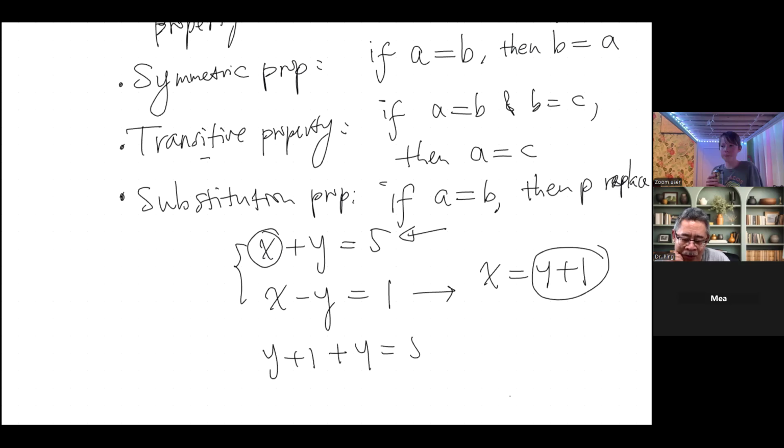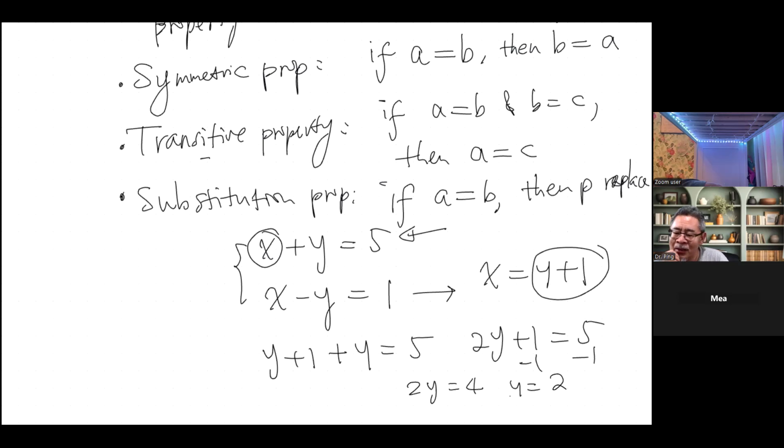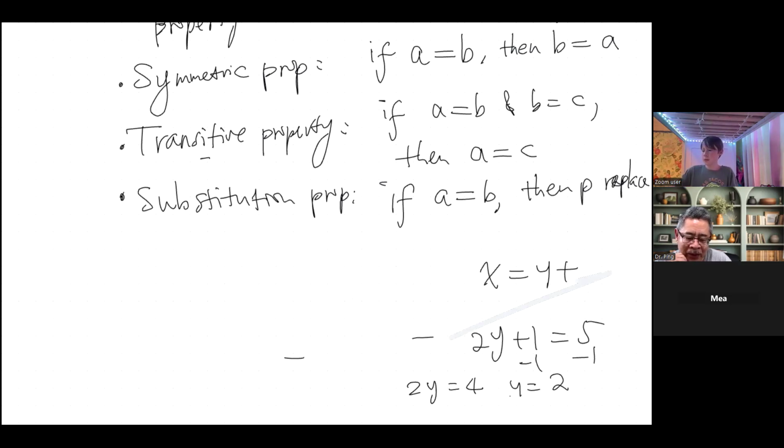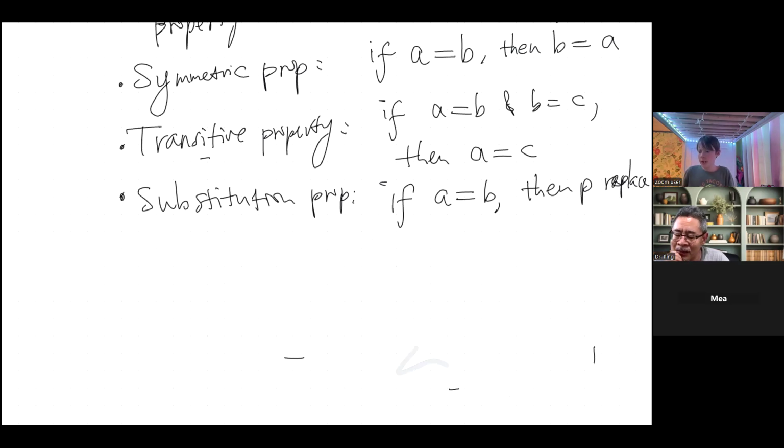Then we got 2y plus 1 equal to 5, minus 1 on both sides. Or this is the property we just talked about. Then 2y equal to 4, then y equal to 2. So you can see that we use this property to solve our math problems. We're replacing the value because they are equal, so we can do that.